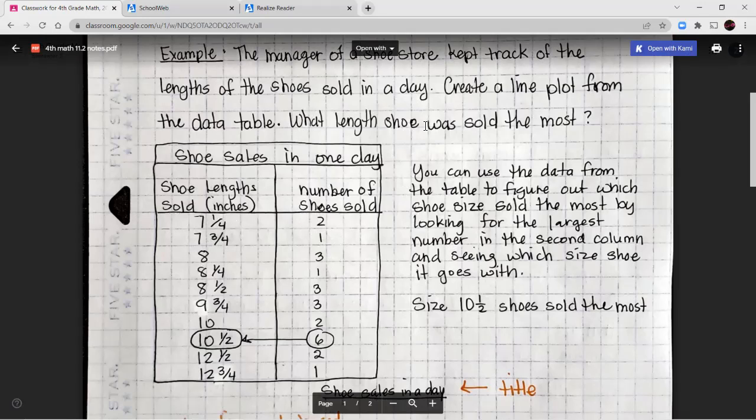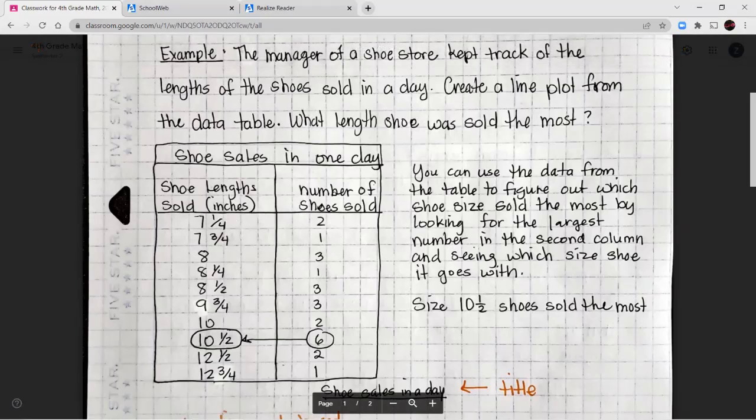So the question is asking what length shoe was sold the most. You're going to look at the number sold and find your highest number and see what it corresponds to. What shoe size does it relate to? Here we can see that 6 shoes that were 10 and 1/2 inches were sold. So that had the greatest number of shoe sales. So the 10 and 1/2 inch shoes were sold the most.